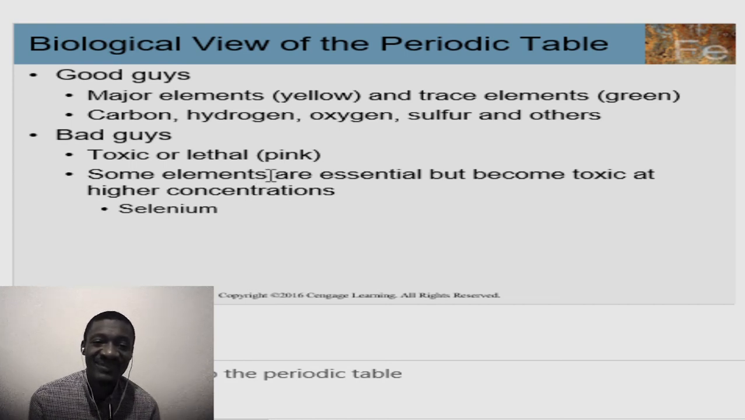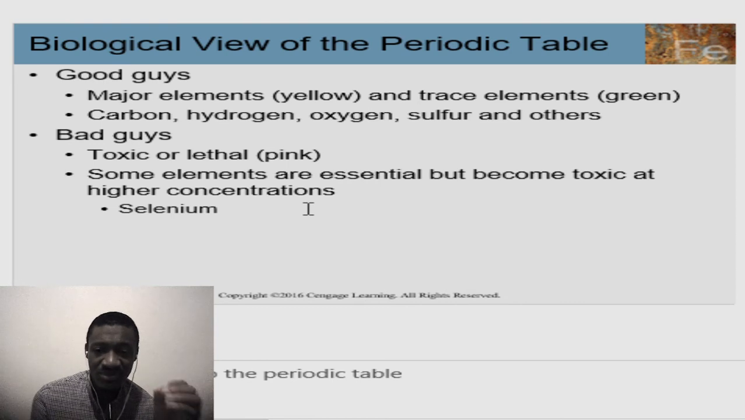So the major elements are yellow and trace elements are green. So you have carbon, hydrogen, oxygen, sulfur, and others. Those are the ones that we do need, and they're naturally occurring. And then you have the toxic ones, and they are the latter ones, so they have their color coding, so they're pink. So some elements are essential but become toxic at higher concentration.